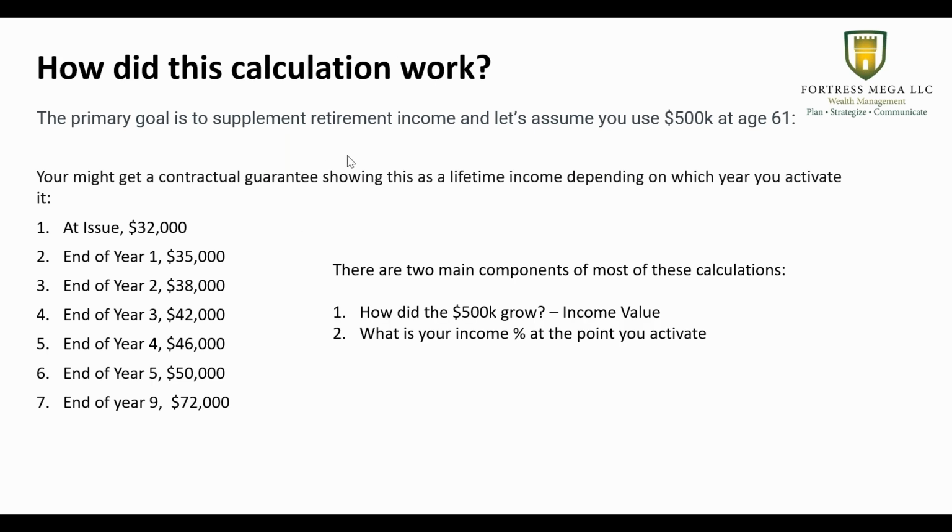And there's really two main components here. When you're trying to compare income riders, and if you don't have sophisticated tools, and I'll talk about that in a second, there's really two main components on the income rider side. How does your $500,000 grow? What's the calculation for that? And what is the percentage you get coming out of that, usually for the rest of your life? So how does it grow? And what percent do you get?